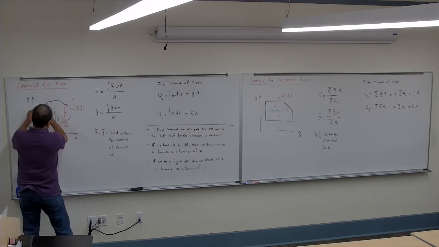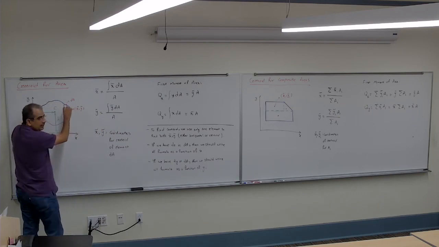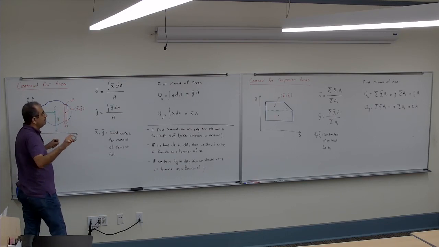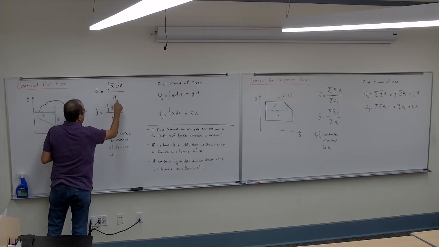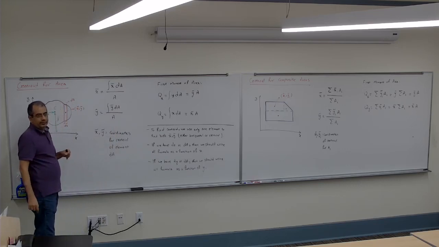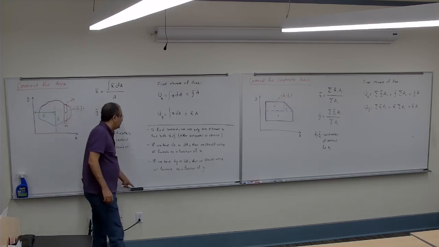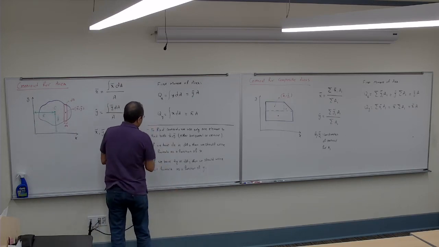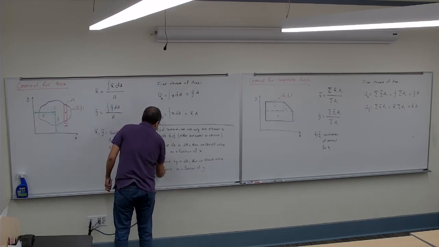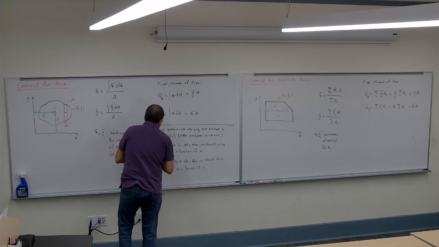If I get the horizontal element, then they are going to have the dy in the element, so I have to write each of these variables as a function of y. Basically, we should write all variables as a function of the same variable as the differential.